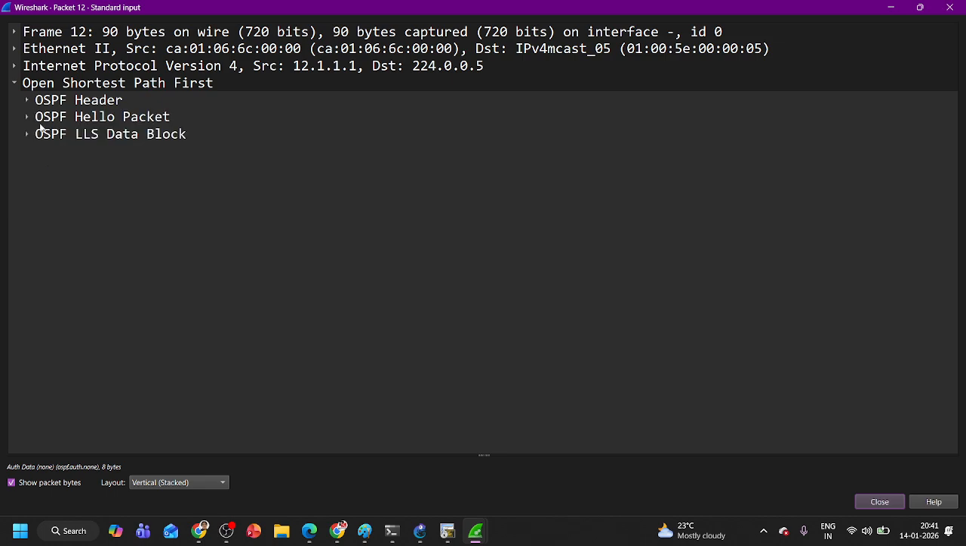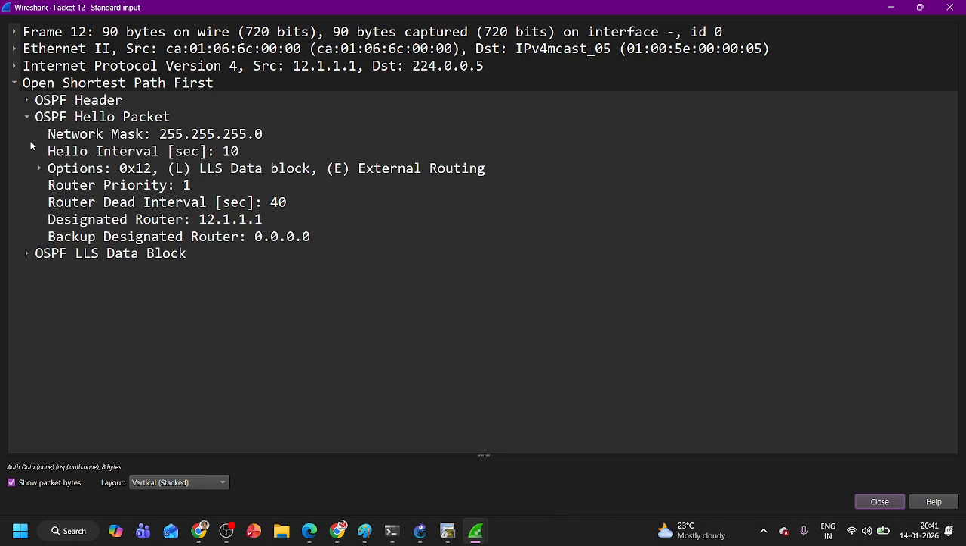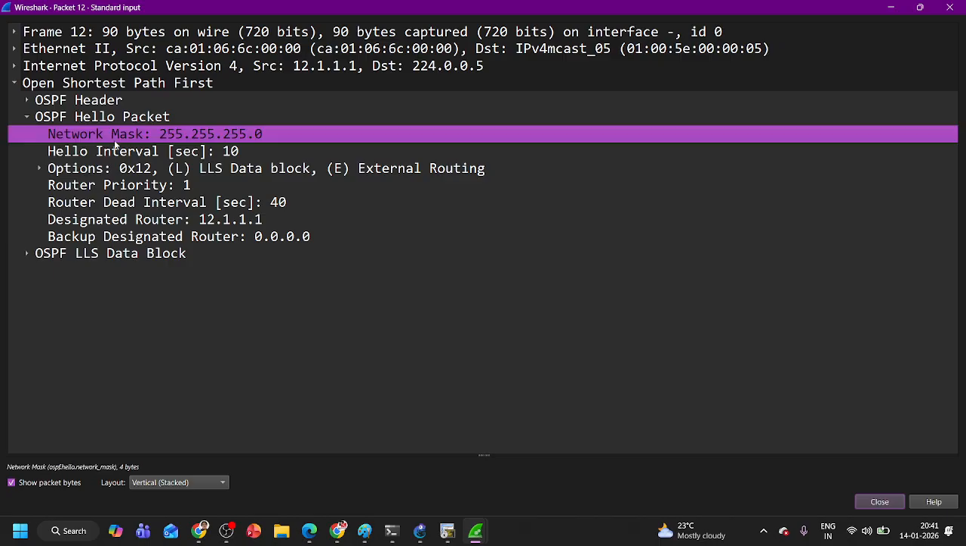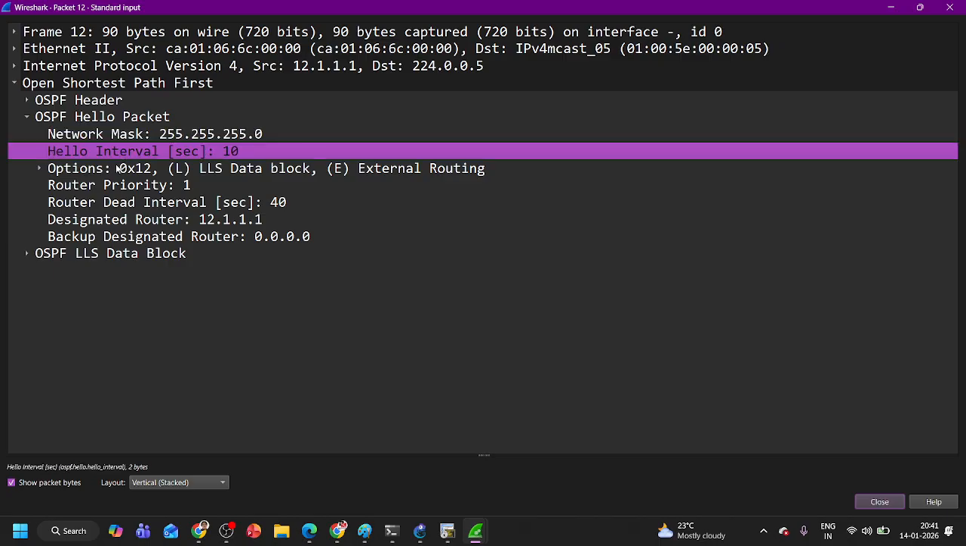Let me close it and open the hello packet here. In the hello packet you can see the subnet mask, hello interval, and the options field.